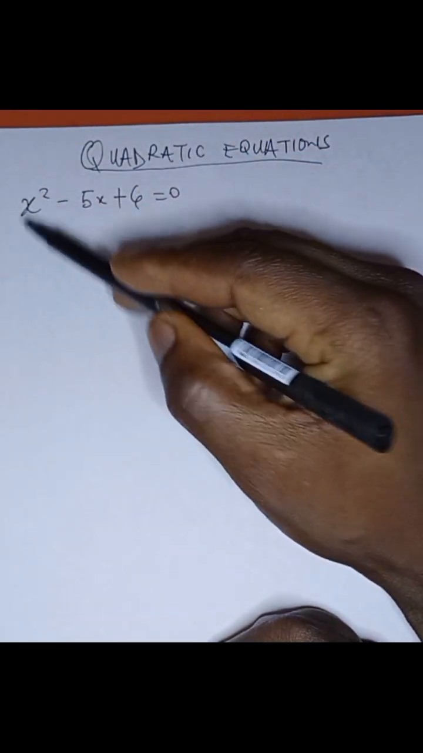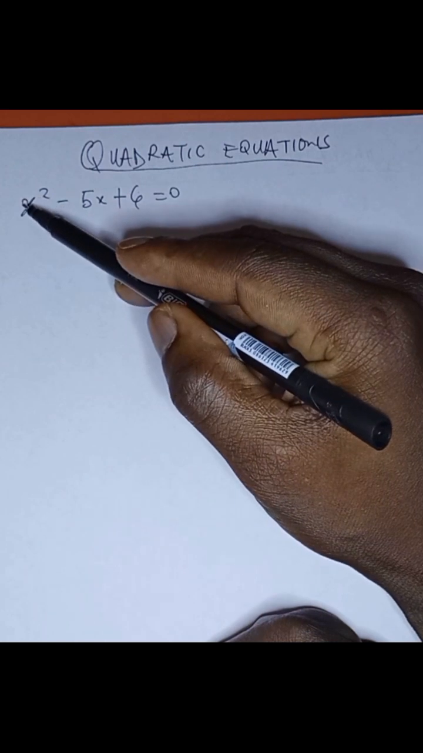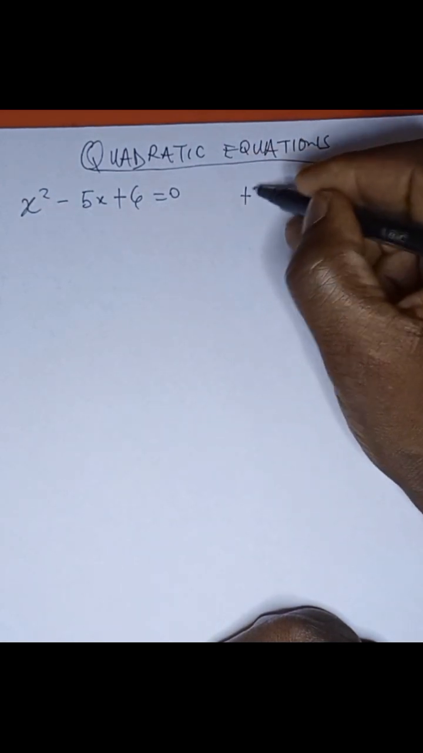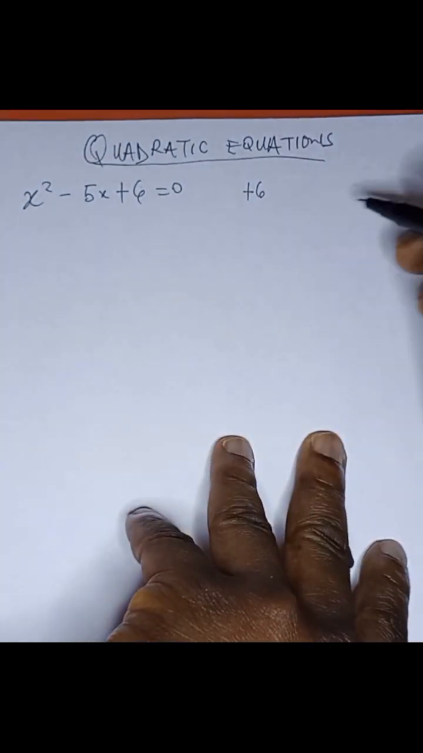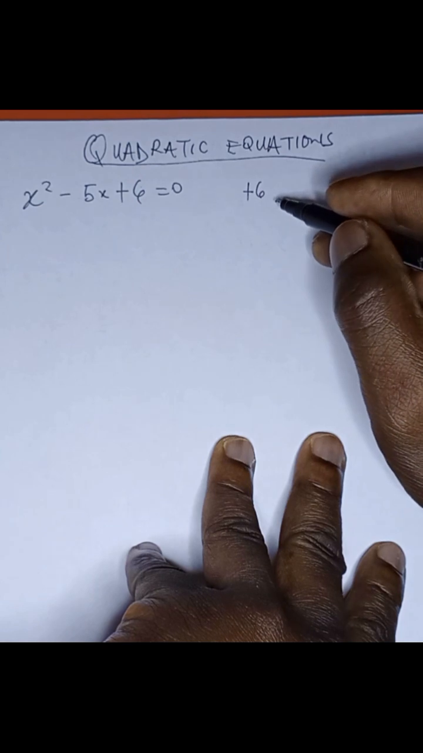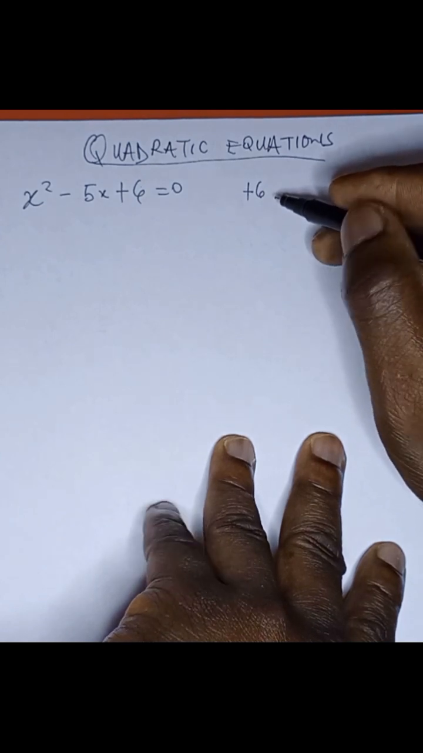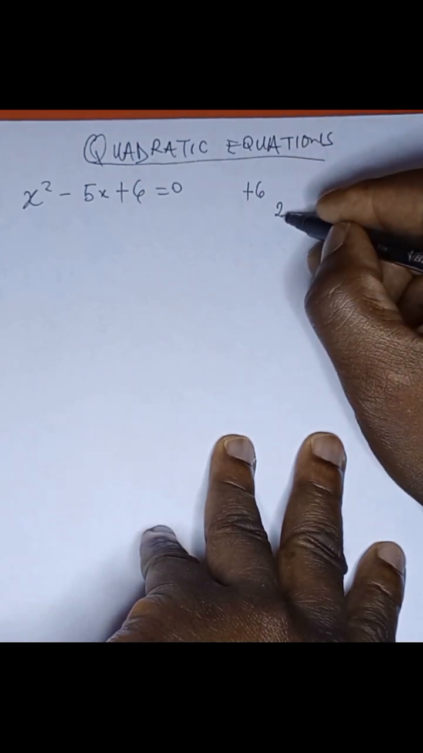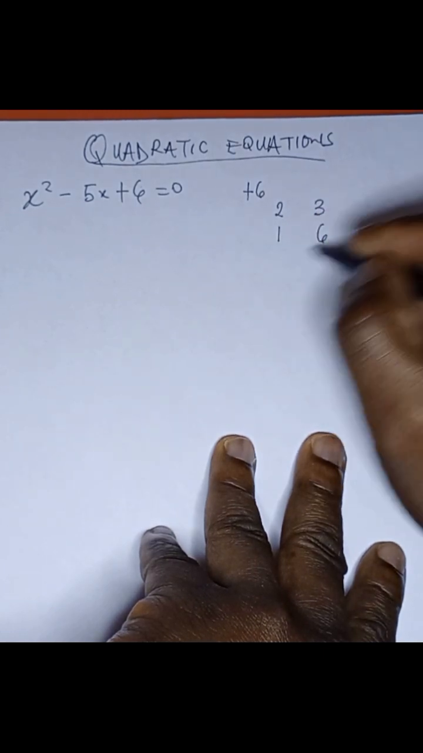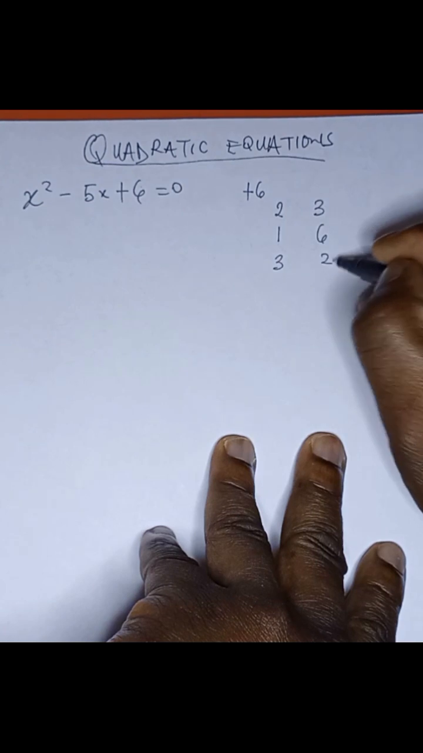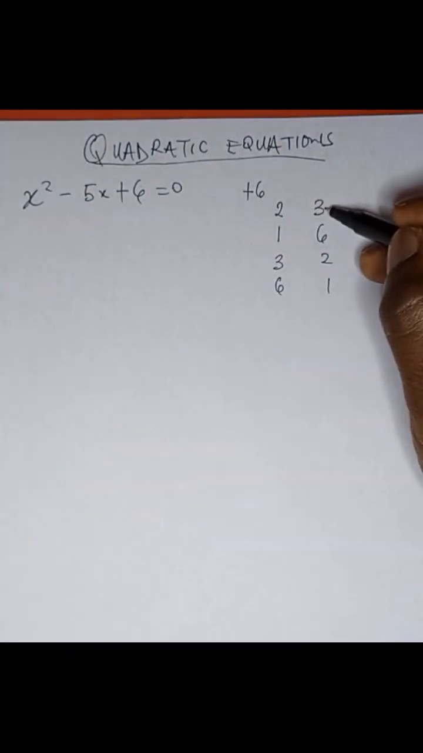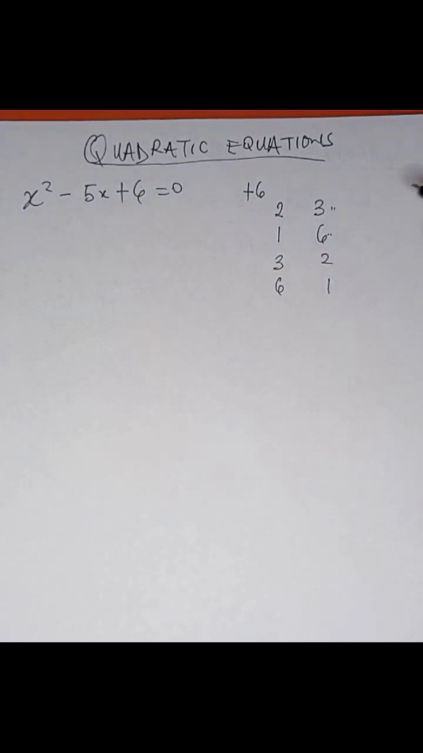Here we see that once the quadratic term is 1, we check the constant term. Here it is plus 6, like it was in the video. So we check what the factors of 6 are, that is, numbers that multiply together to give 6. Those are 2 and 3, 1 and 6, and then 3 times 2 and 6 and 1, which are the same as the first two pairs.